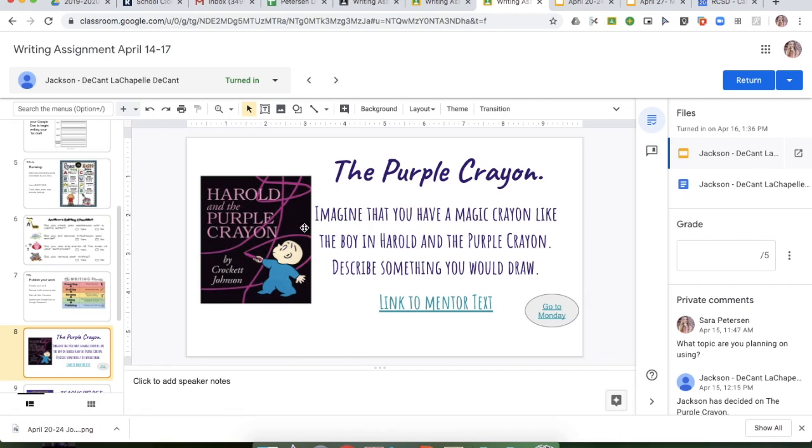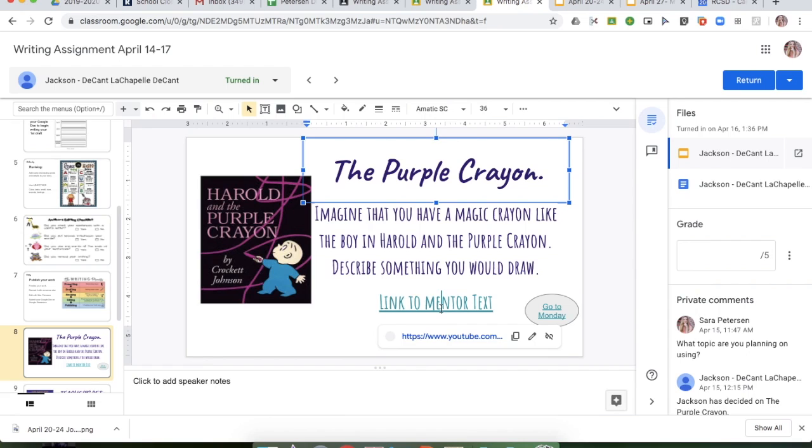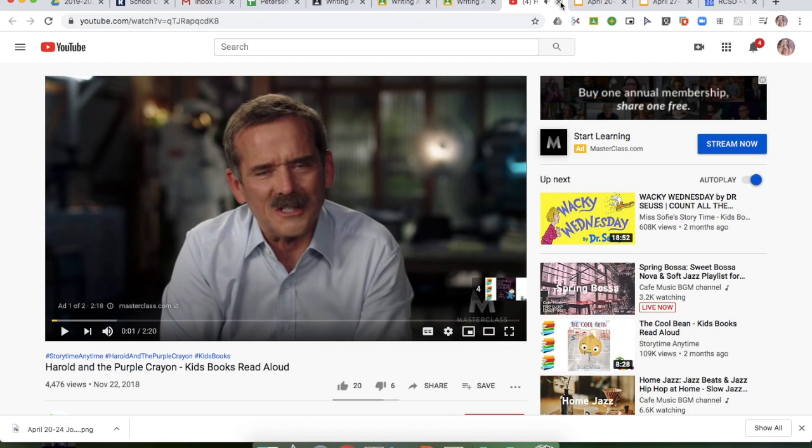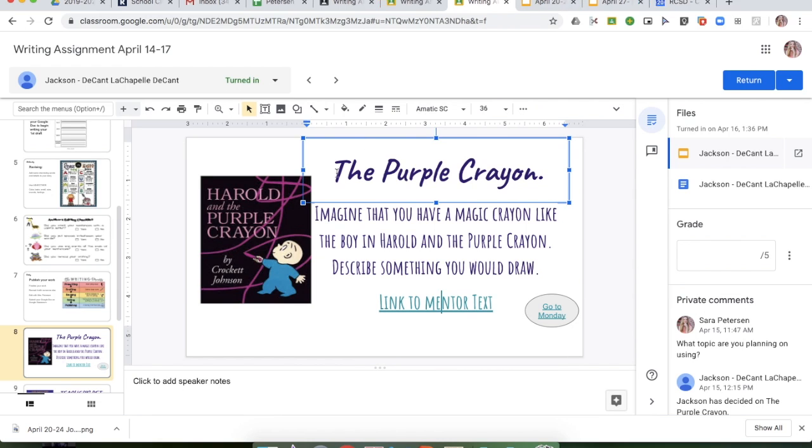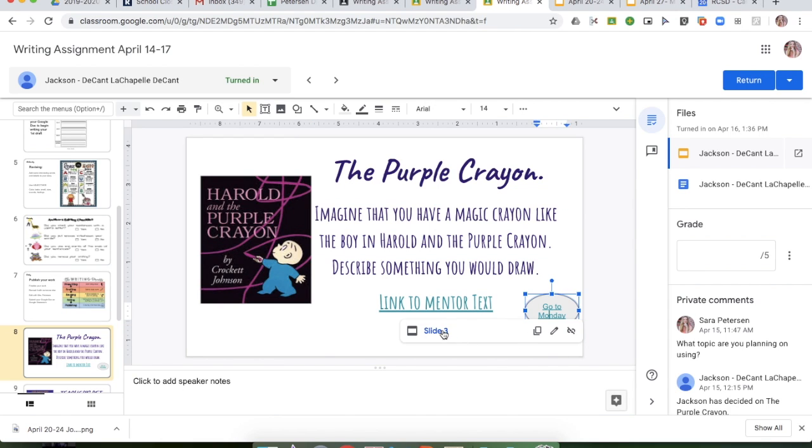So he chose the purple crayon. So you're gonna take this link all the way to your directions. There is a link to the mentor text. Now the mentor text is designed to just provide some information and some imagination. It is not a reading comprehension assignment. You do not need to write about the text.